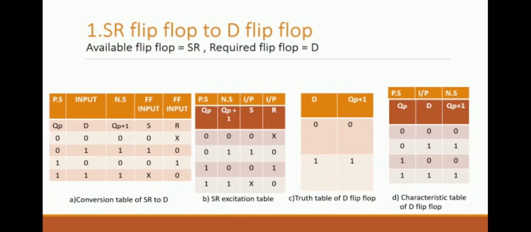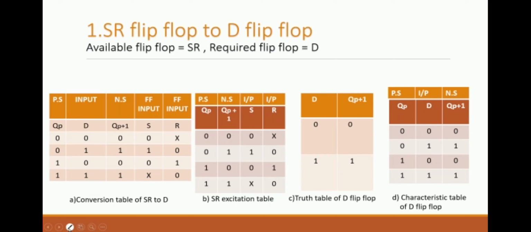For conversion of SR flip-flop to D flip-flop, first we need to construct characteristic table of required flip-flop, that is D flip-flop, and excitation table of available flip-flop, that is SR flip-flop. We construct this characteristic table using truth table of D flip-flop. In truth table of D flip-flop, D is equal to Q(t+1), that is D is equal to its next state. So in characteristic table, the next state is same as D.